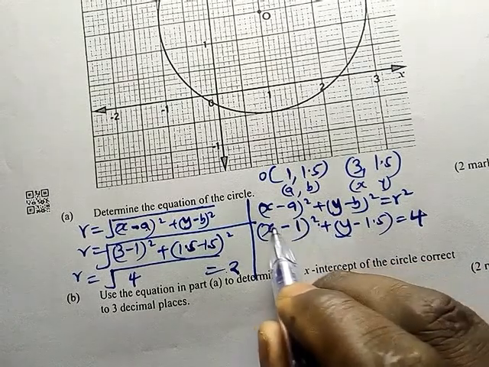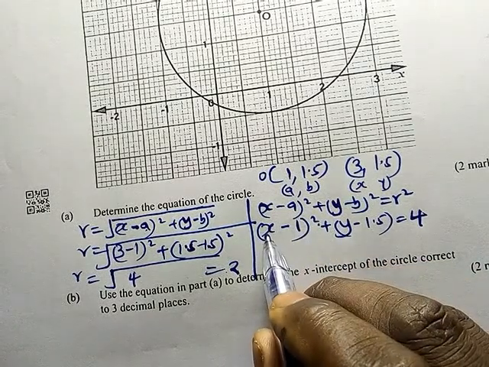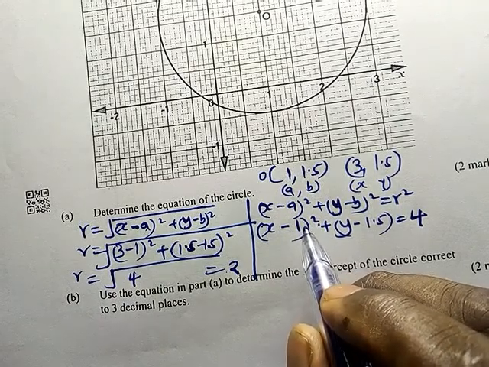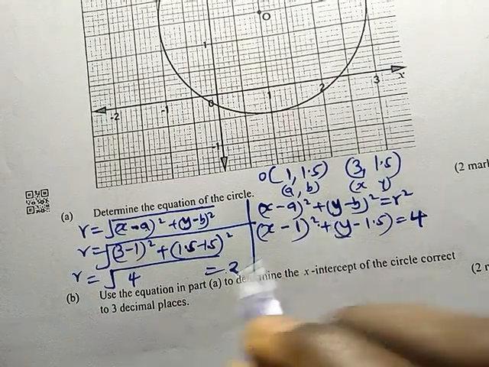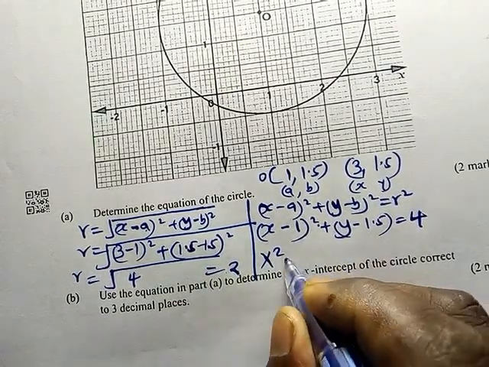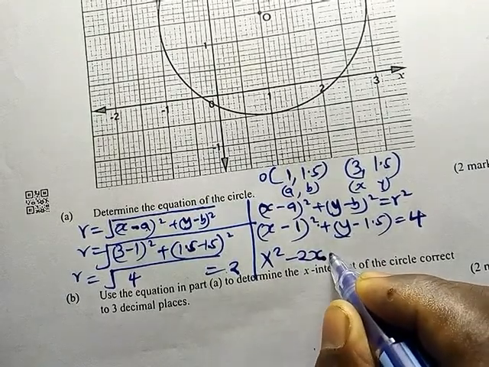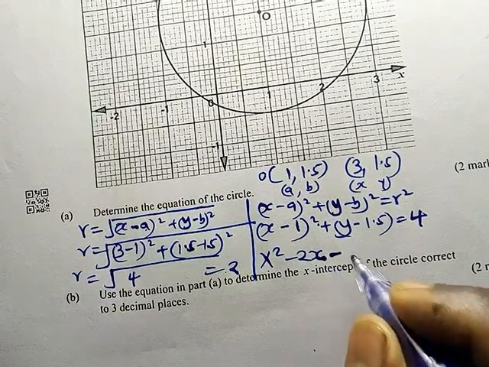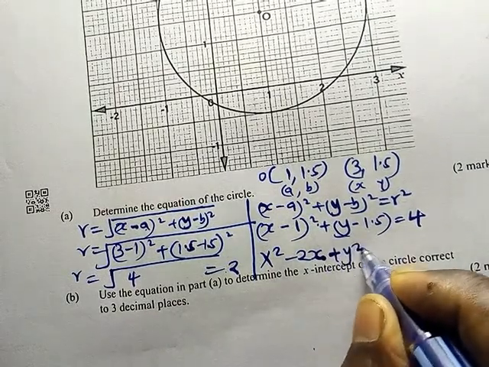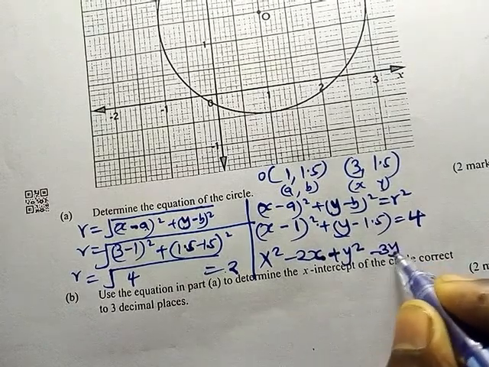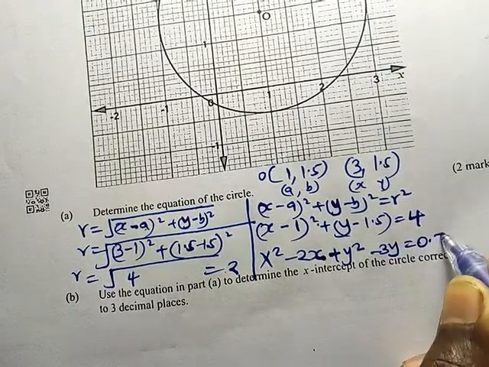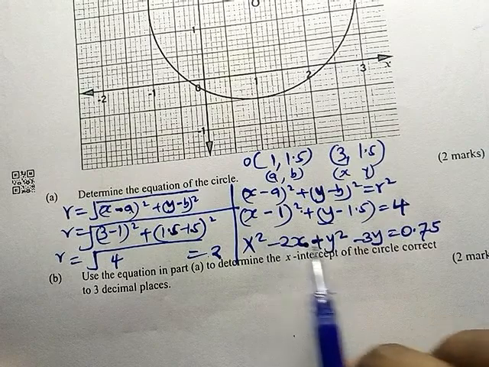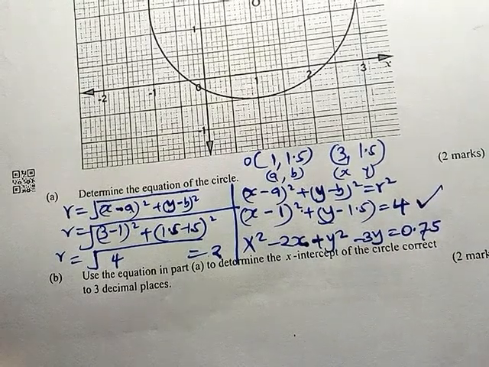equation. Open this one. This is going to be squared, 2x minus 2x plus 1. So finally, we will have this equation here: x squared minus 2x plus y squared minus 3y is equal to 0.75, and that is the equation of the circle. You only need to open this one and get this one. Otherwise, up to here is also the answer.